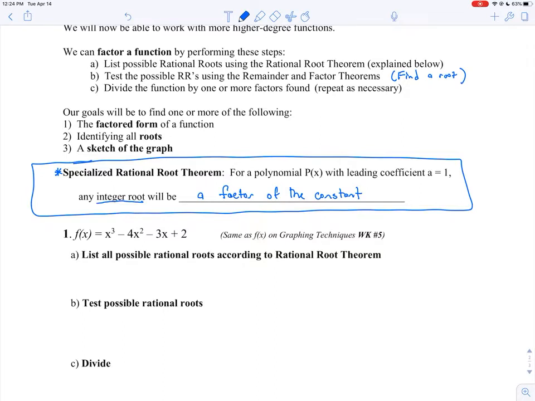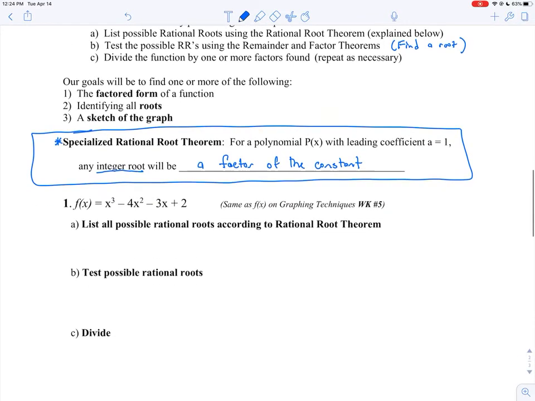Okay, so first problem here. We got f of x equals x to the third minus 4x squared minus 3x plus 2. What we want to do with this is list all of our possible roots. So I'm going to say PR for possible roots. Using this new rational root theorem, they're factors of our constant here, right? So 1 and 2, those are the only factors of 2.